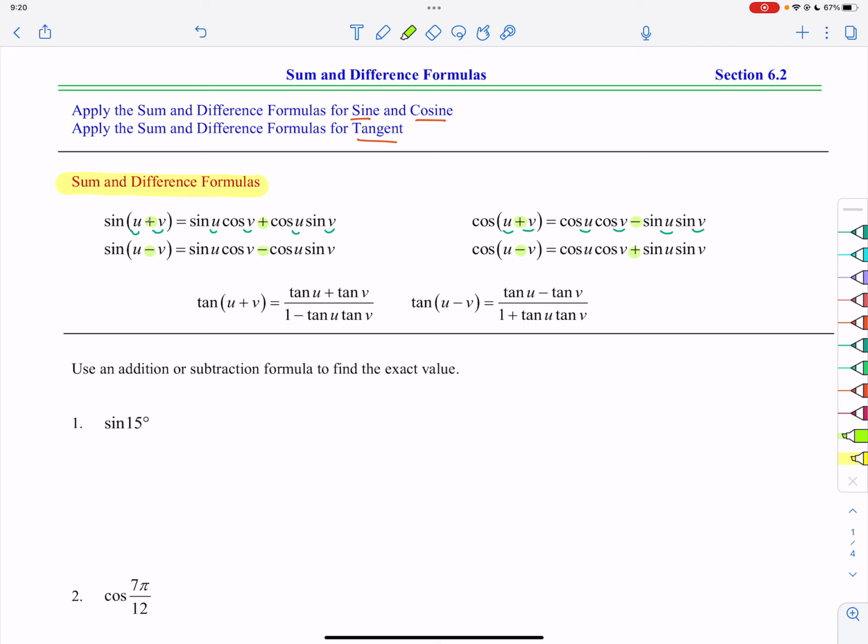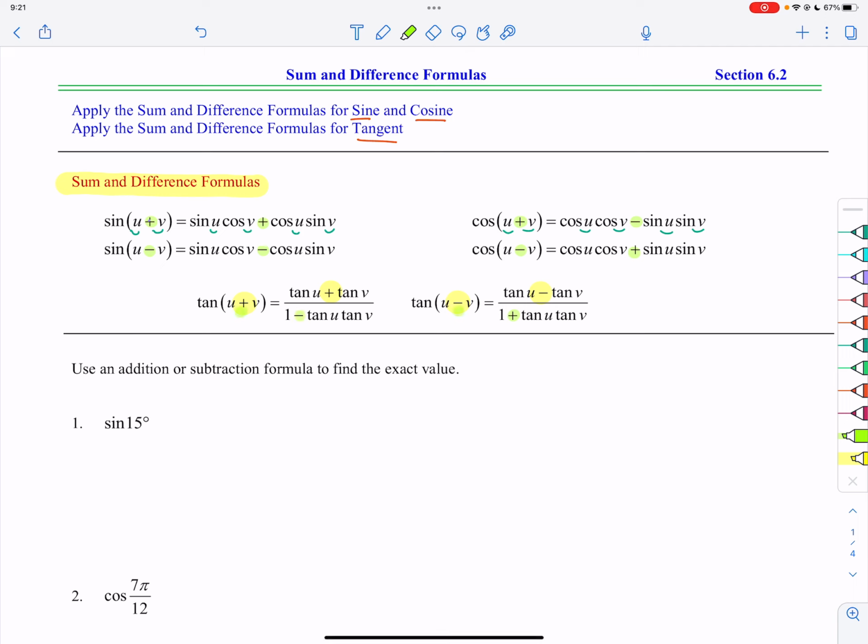Okay? And the tangent, we have these beautiful quotients. So we have the tangent of u plus v and the tangent of u minus v. And as you can see, that numerator has the same sign and that denominator has the opposite of that sign.